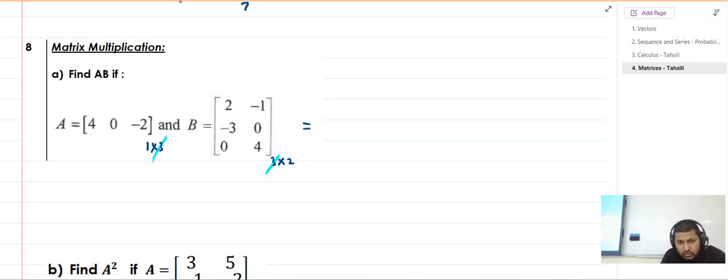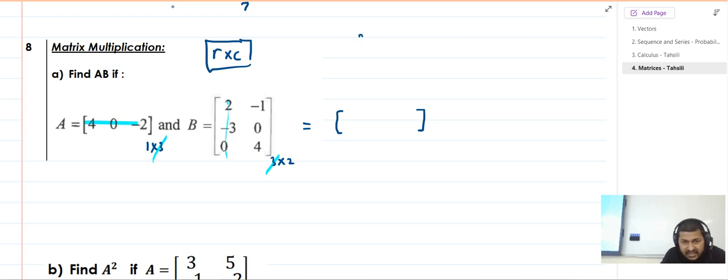What is 1 by 2? 1 by 2 is 1 row and 2 columns. So I need a value here and a value there. Very simple. We take the first row and multiply by the first column. It's always row times column for matrix multiplication. So I will take first row, multiply by the first column. So we can do all the calculations on the side.